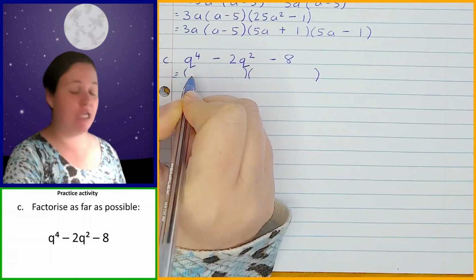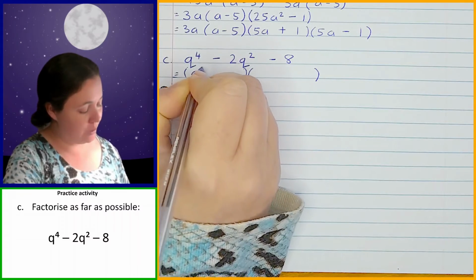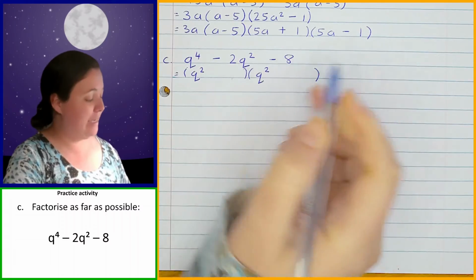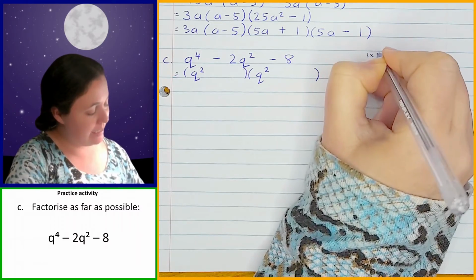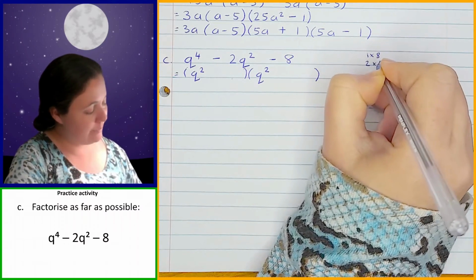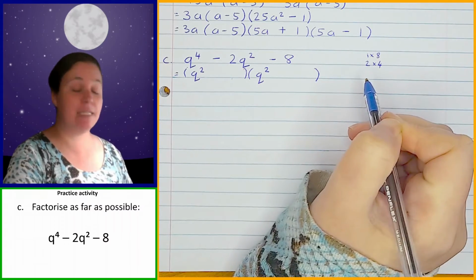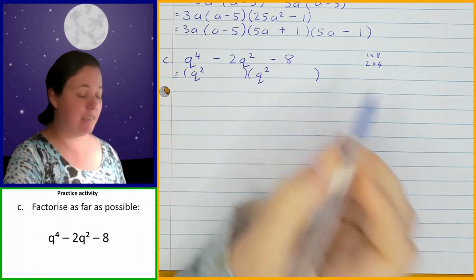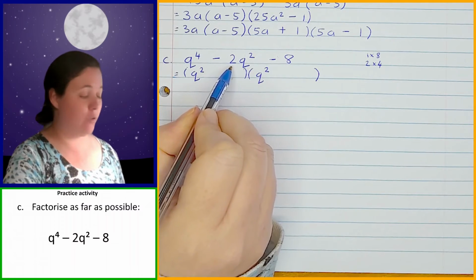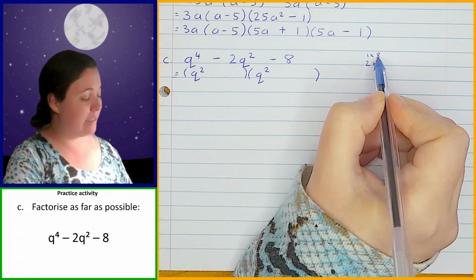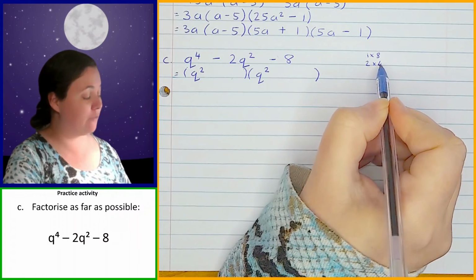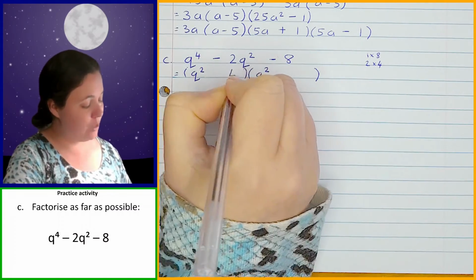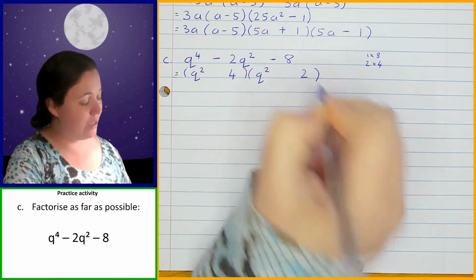And the first term in each bracket is going to be q squared. Right, now I need to get the factors of 8. So I've got 1 times 8 and 2 times 4. I need to choose the factors that I can subtract, because this is a minus over here. I need to subtract the factors to get 2 over here. So I can't subtract 8 and 1 to get 2, but I can subtract 4 and 2 to get 2. 4 minus 2 is 2. So I put 4 in the one bracket and I put 2 in the other bracket.